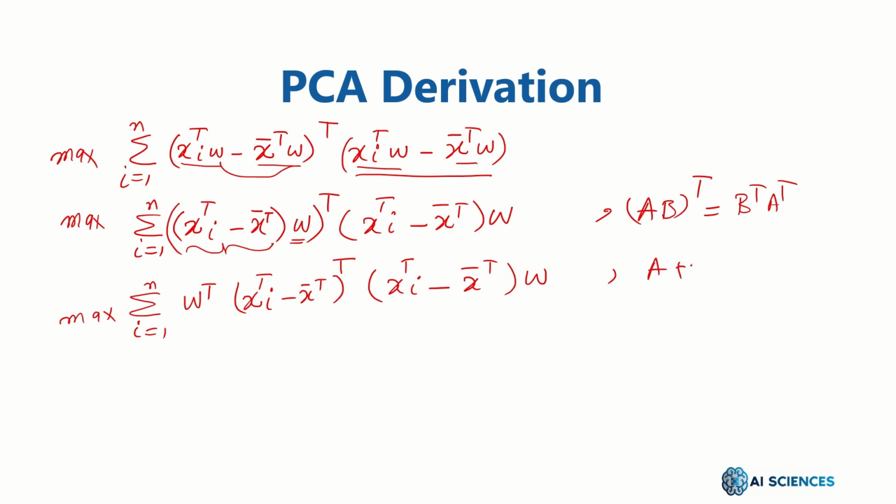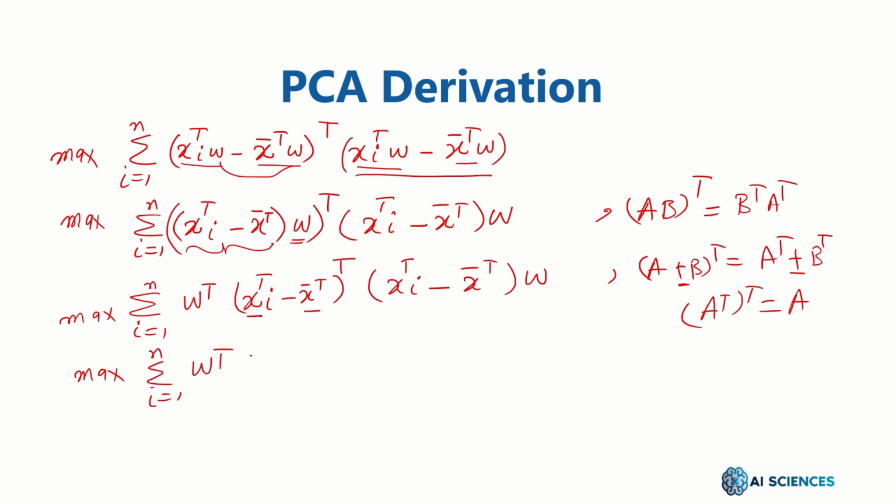Further, (a plus b) whole transpose is equal to a transpose plus b transpose, and the same goes for minus. So (a minus b) transpose is a transpose minus b transpose. The transpose will be applied on each part separately. And one more property: a transpose transpose is equal to a. Using these two properties, we get max, i varies from 1 to n, w transpose (xi minus x mean), and then (xi minus x mean) whole transpose, again due to this property, w. Now you can see this w has no index i.